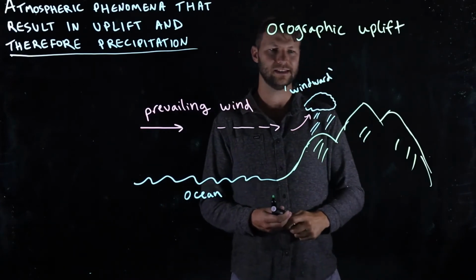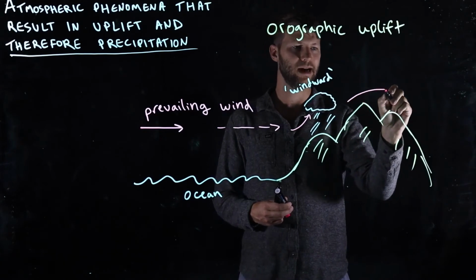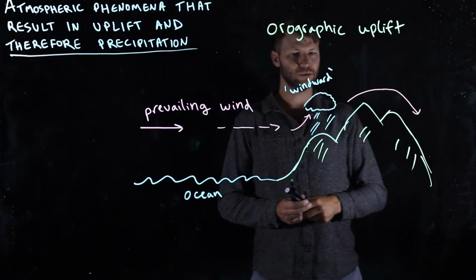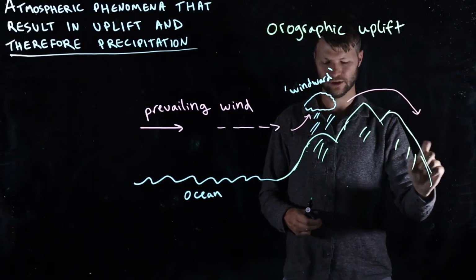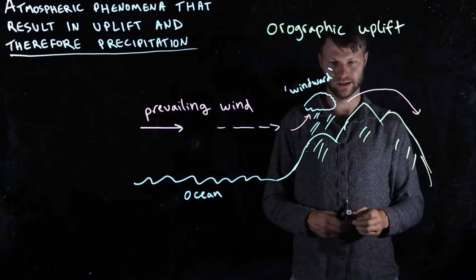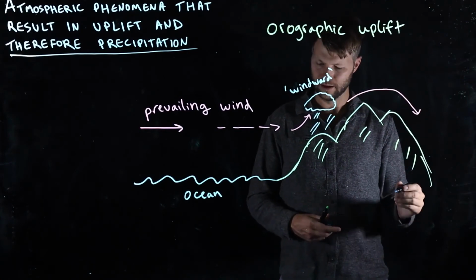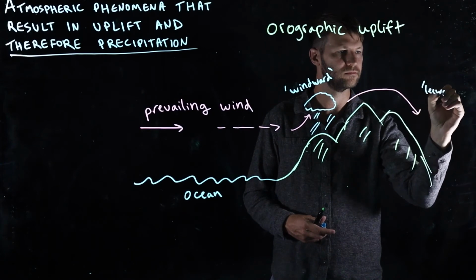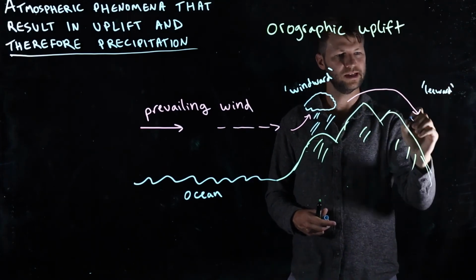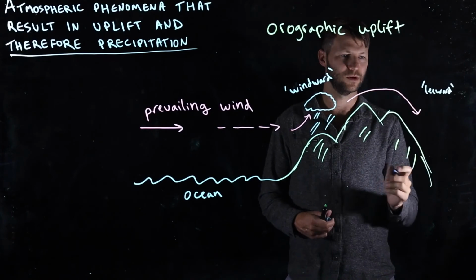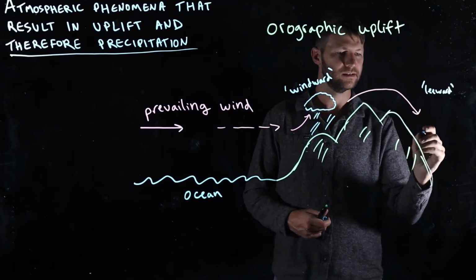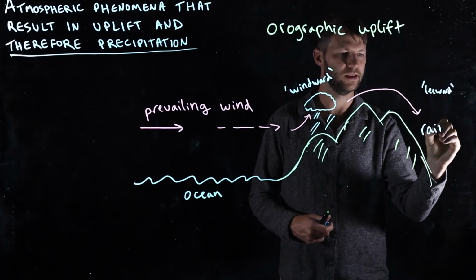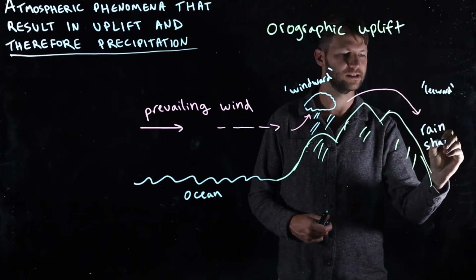As this air mass continues on its journey, goes back over the mountain and then down the backside, it will tend to warm up again and result in a fairly dry air mass on what is known as the leeward side of the mountain range. And because this descending air mass is warming up and because it's so dry, there's very, very little precipitation on the backside of the mountain range. And you get something that's known as a rain shadow effect.